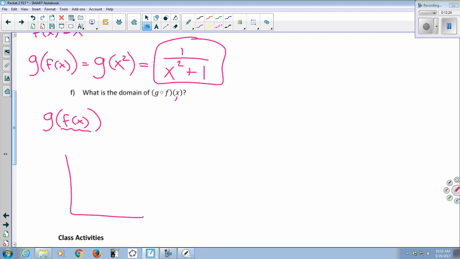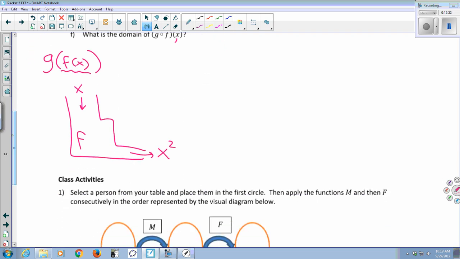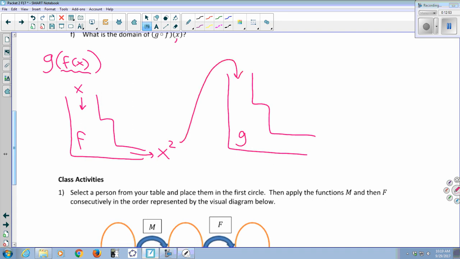So I'm going to draw a picture of a function machine called f. Drop in an x, right? Out comes x squared. There are no restrictions here. You can square anything. The domain of x squared is all real numbers. So there are no restrictions there. Then I have to take that x squared and plug it into the function machine called g. So I take that x squared, drop it into the g machine, and g is going to take that and do 1 over x squared plus 1.